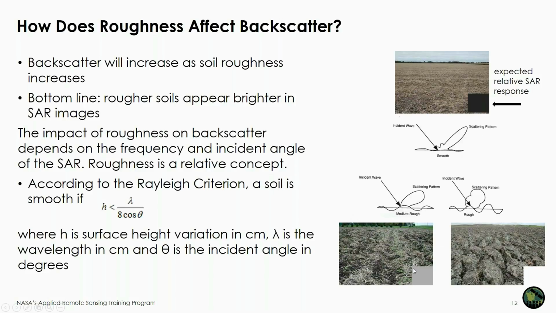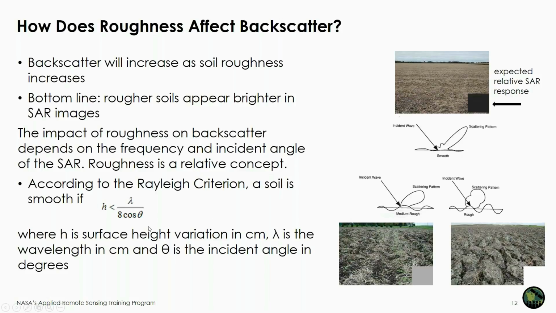On the bottom left side here, we see a different agricultural field, so there has been some tilling applied to this field, so it's not completely smooth, and we have some random surface roughness, and we would expect an intermediate amount of scattering from that surface. And on the bottom right side, this is a field that has been moldboard plowed, and we see very large random structures that have occurred because of this tillage, and we would expect a much higher scattering from a target like this. But what we need to remember is that the impact of roughness on backscatter very much depends on the frequency and the incidence angle.